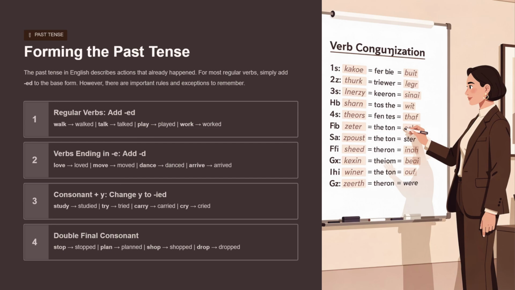Verbs ending in e add d. Love, loved. Move, moved. Dance, danced. Arrive, arrived. Consonant plus y: change y to ied. Study, studied. Try, tried. Carry, carried. Cry, cried. Double final consonant. Stop, stopped. Plan, planned. Shop, shopped. And drop, dropped.